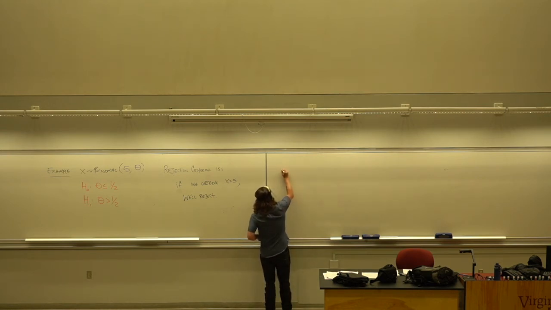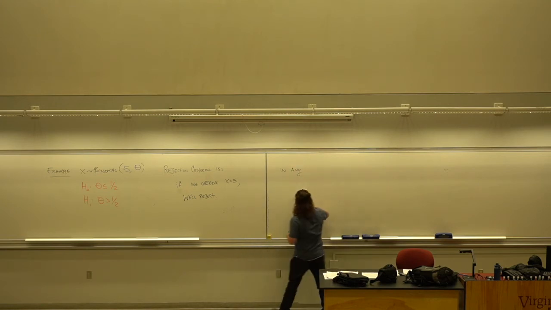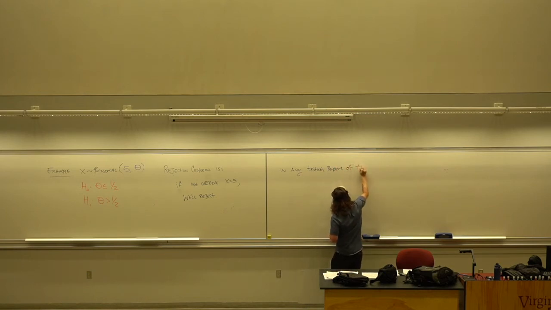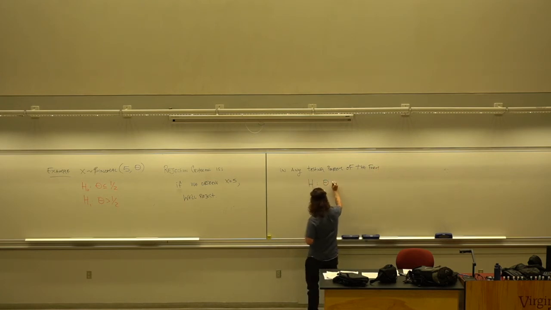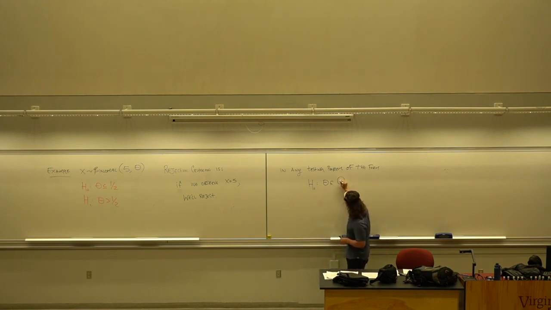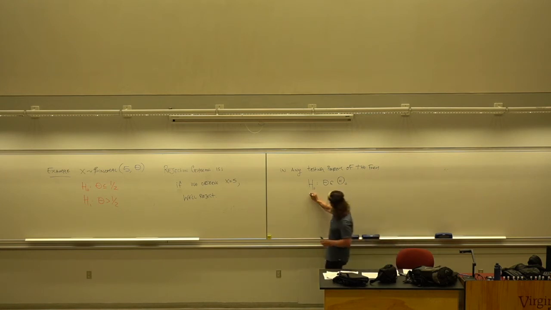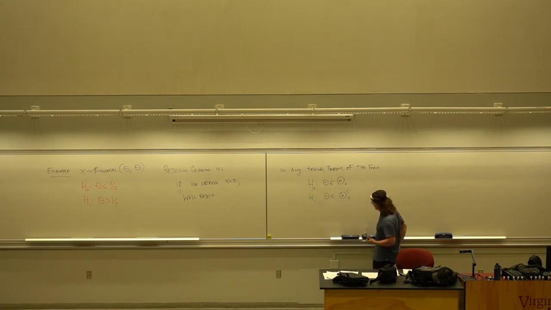Let's just say in any testing problem of the form H naught, and I'll just write it down like this, theta is an element of some big set. And I'm just going to call that big theta naught. Okay, so this is my capital theta. It's just some space. And H1 is going to be theta as an element of the complement of theta naught. So I'll just write down that this is the complement.